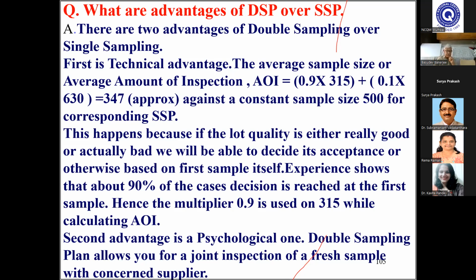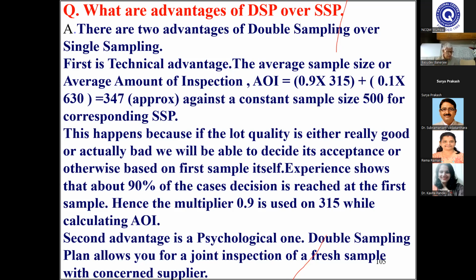This happens because if the lot quality is either really good or actually bad, we will be able to decide its acceptance or otherwise based on the first sample itself. Experience shows that in about 90% of the cases, the decision is reached at the first sample. Hence, the multiplier 0.9 is used on 315 while calculating the amount of inspection.